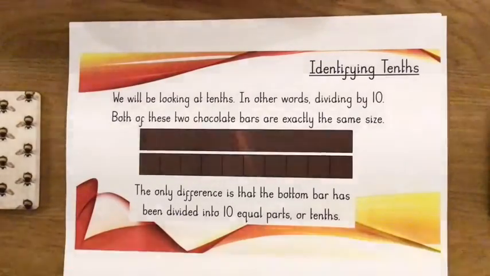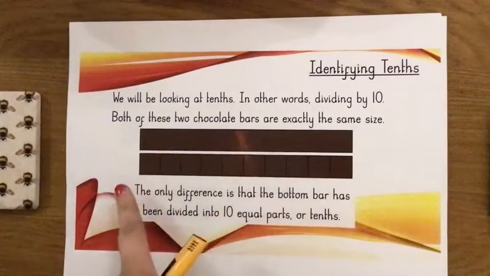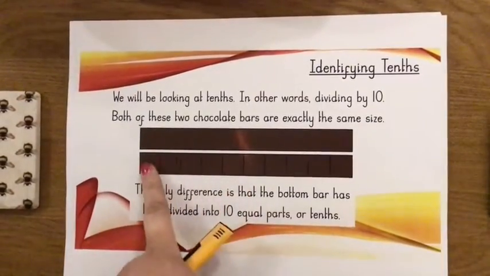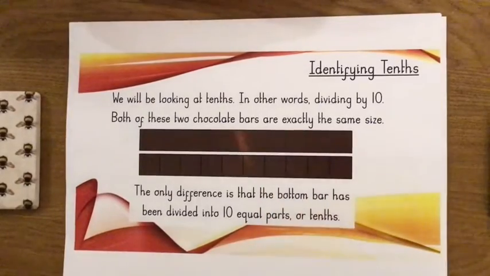Okay, we're going to start with looking at tenths first of all. Now, in other words, this means dividing by 10. Both of these two bars are exactly the same size. However, the bottom bar is split into 10 equal parts, and this shows tenths.